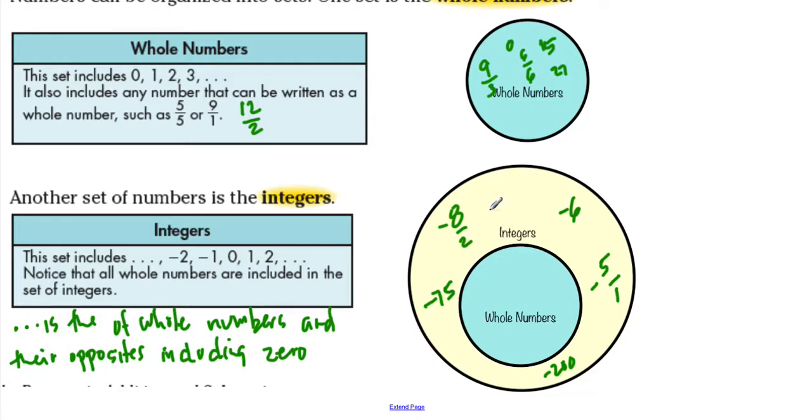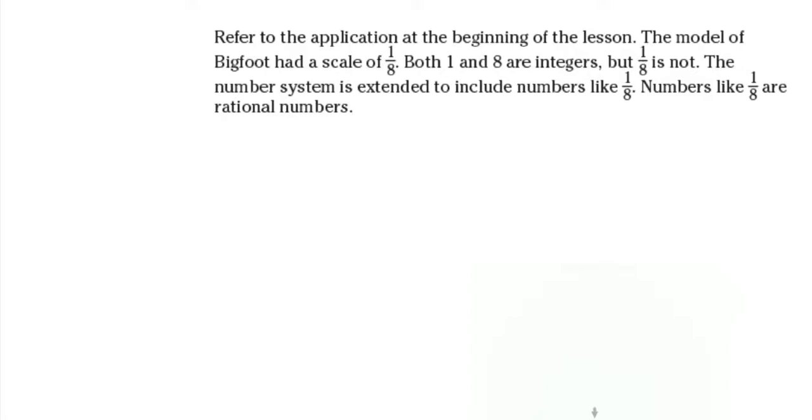So we know what whole numbers are. We know what integers are. Let's move on. Refer to the application at the beginning of the lesson. The model of Bigfoot had a scale of 1 over 8. Both 1 and 8 are integers, but 1/8 is not an integer. The number system is extended to include numbers like 1 over 8.